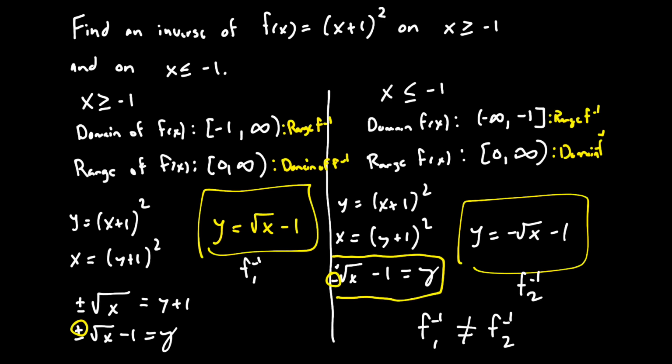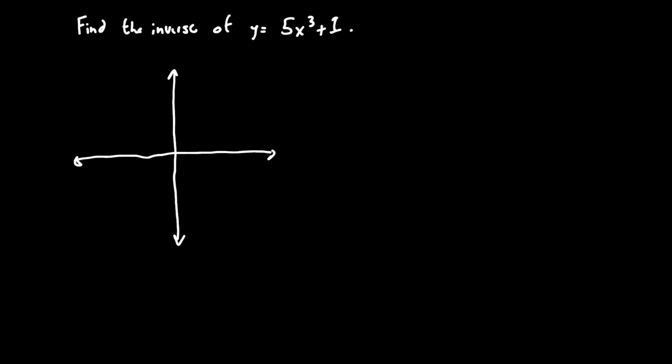So depending on how we restrict our domain, we'll get different inverse functions. Let's find the inverse of the function y is equal to 5x cubed plus 1. Before we find the inverse function, let's sketch a picture of the graph. This again is a cubic function that's been pushed up 1 unit and has a vertical expansion of 5. So a sketch of our graph will look something like the following.